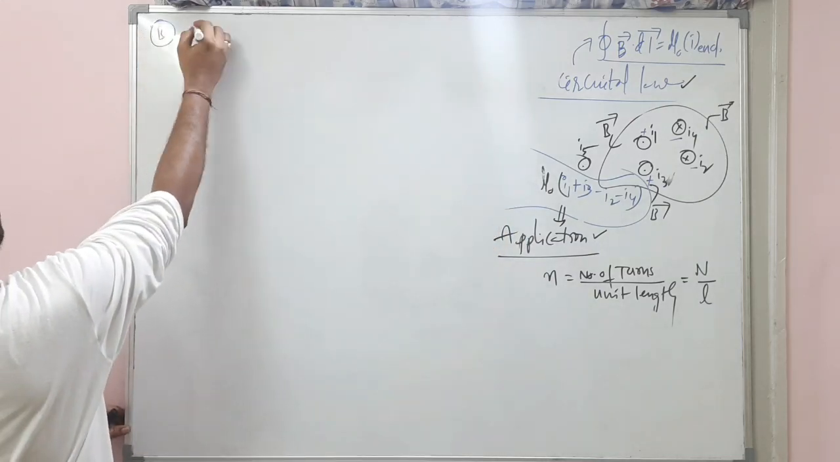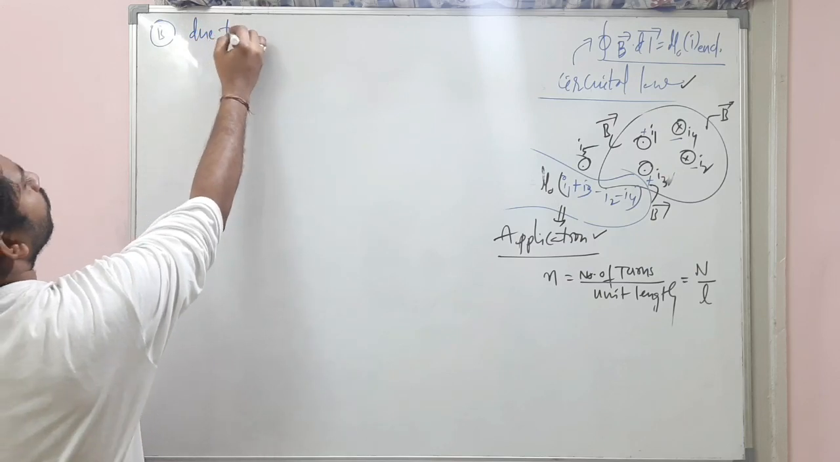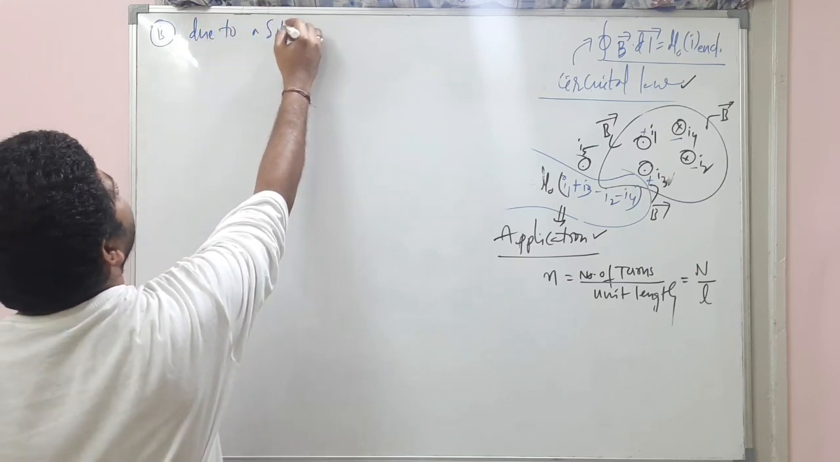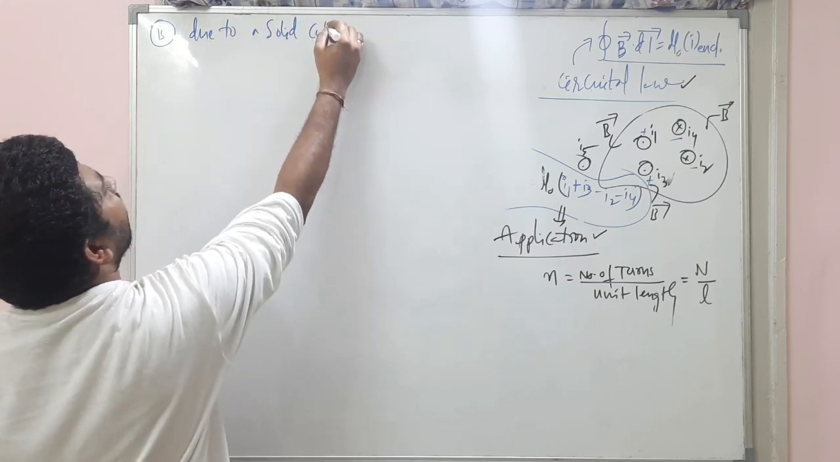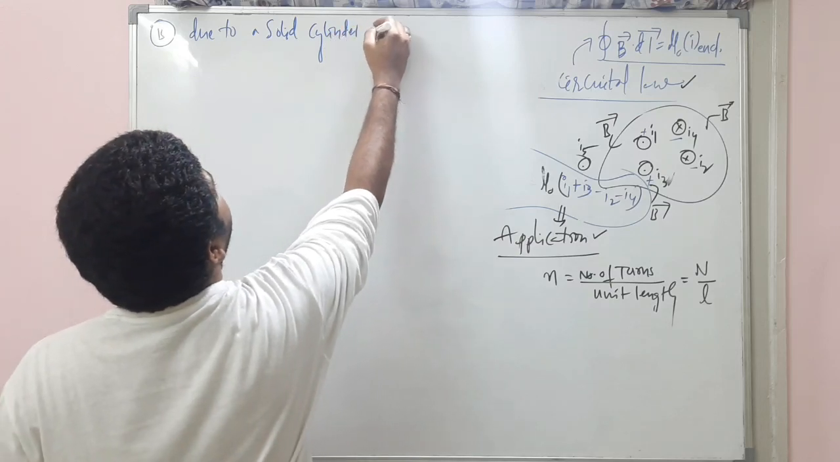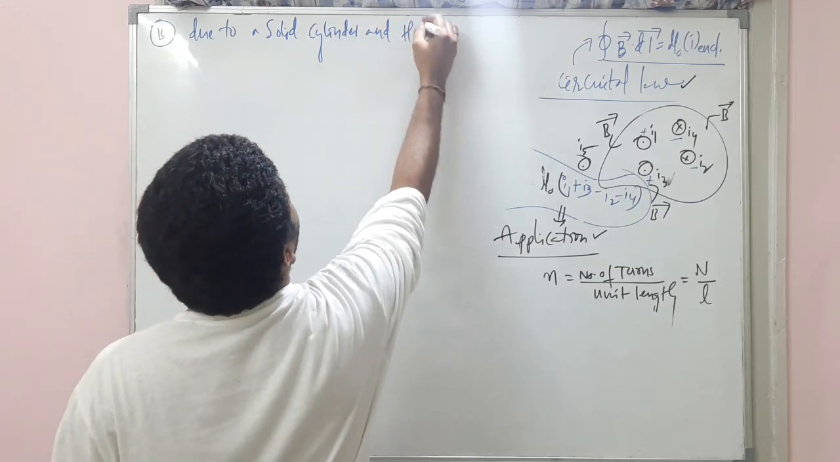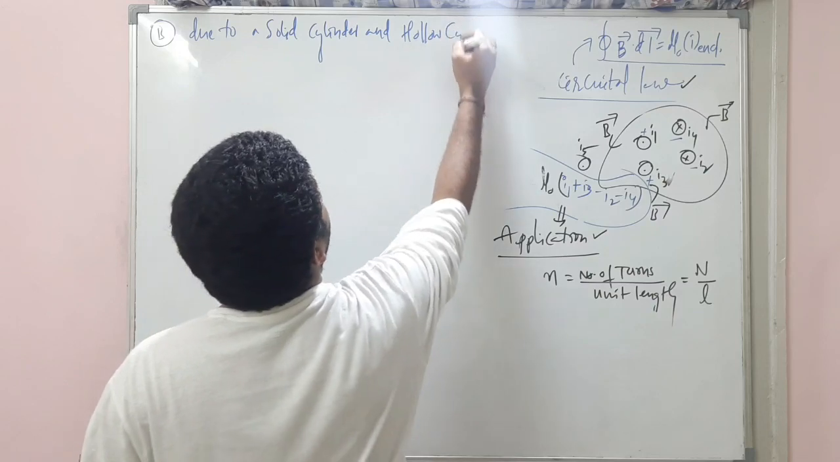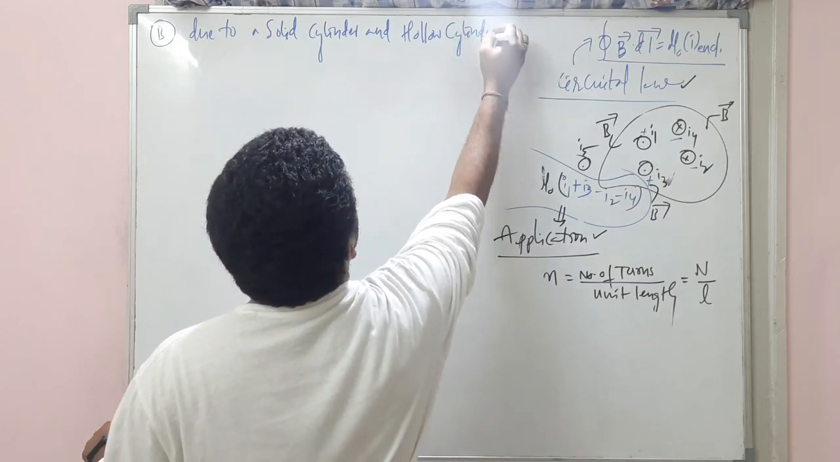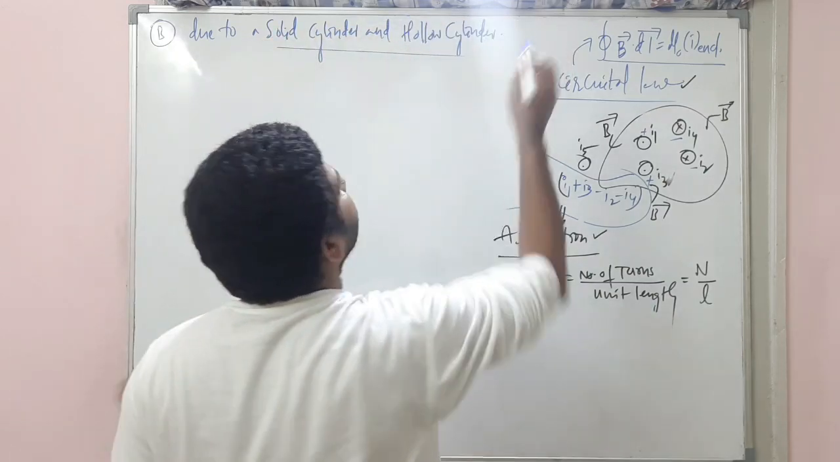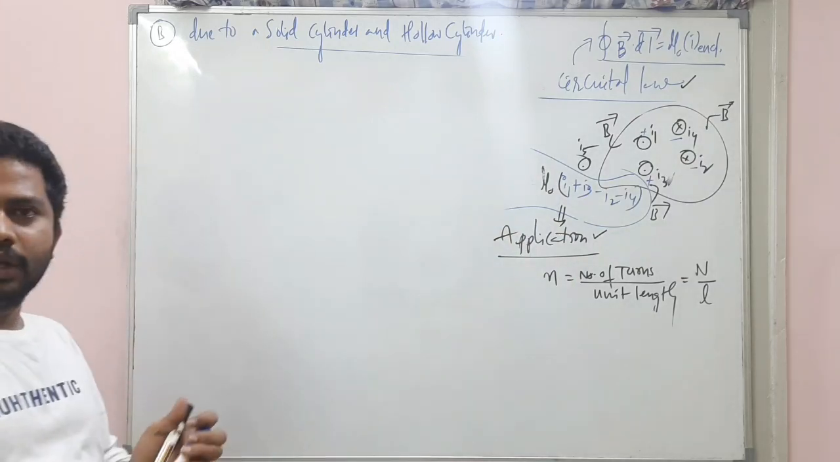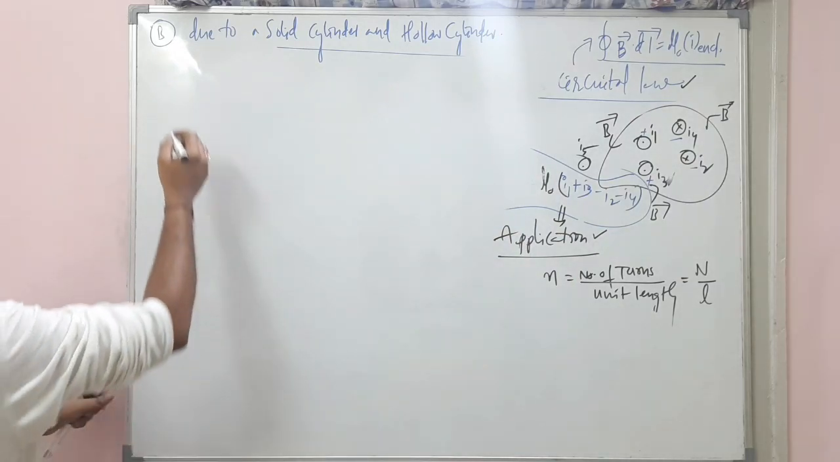A magnetic field due to a solid cylinder. This is a little higher level. Solid cylinder and hollow cylinder. Magnetic field due to the solid cylinder and hollow cylinder. Let's talk about the solid cylinder, my dear students.